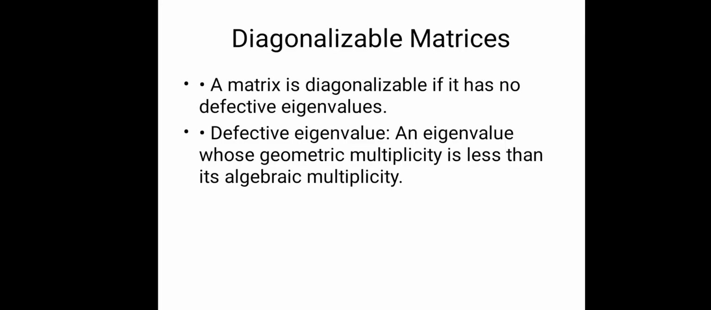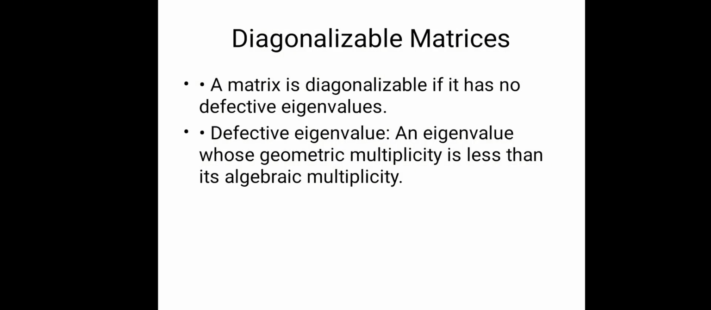So let's proceed to diagonalizable matrices. A matrix is diagonalizable if it has no defective eigenvalues. A defective eigenvalue is an eigenvalue whose geometric multiplicity is less than its algebraic multiplicity. However, not every matrix is diagonalizable. A matrix is only diagonalizable if it does not have any defective eigenvalues. A defective eigenvalue is one where the number of linearly independent eigenvectors, also called geometric multiplicity, is less than its algebraic multiplicity, which is the number of times the eigenvalue appears as a root.